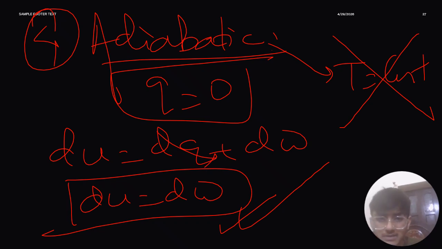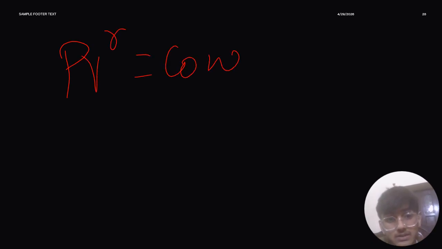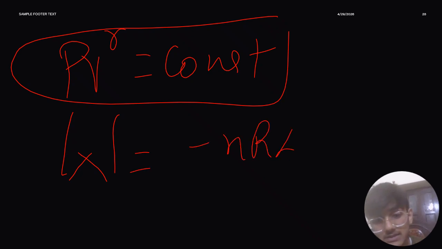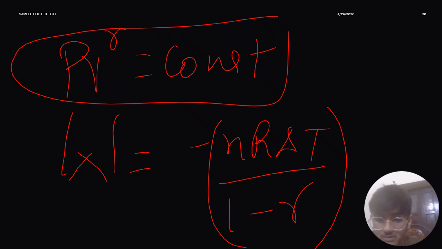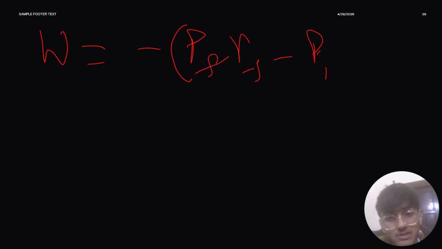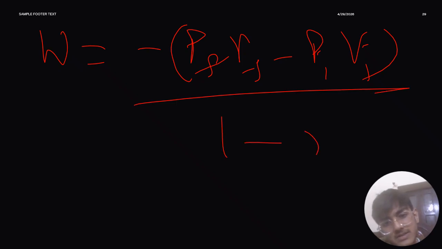Since it is an adiabatic process, here it will not go very simply. So PV power gamma is equal to constant. Like this the expression goes. The work done we get here as minus nR delta T over 1 minus gamma. This you have to remember. Work done is equal to minus nR delta T by 1 minus gamma, or you can write it as minus (P final V final minus P initial V initial) over 1 minus gamma.